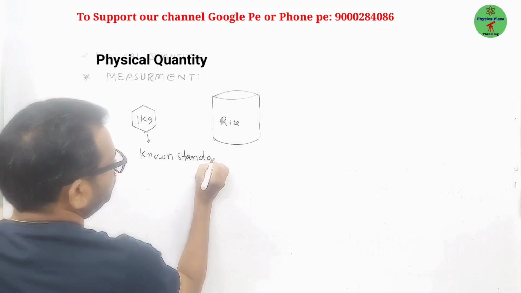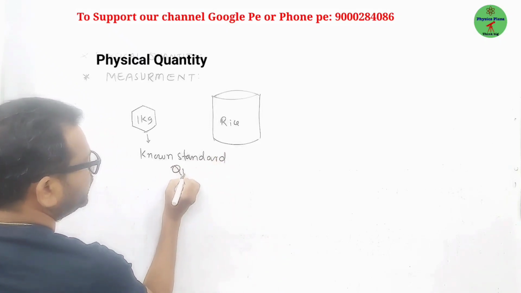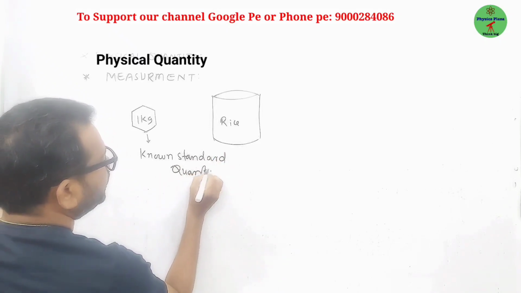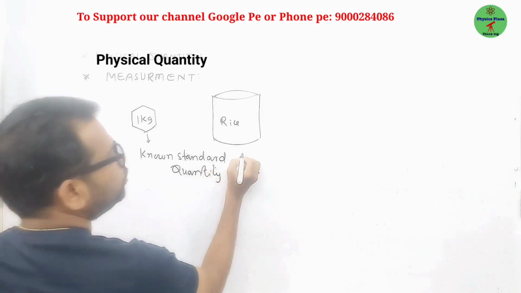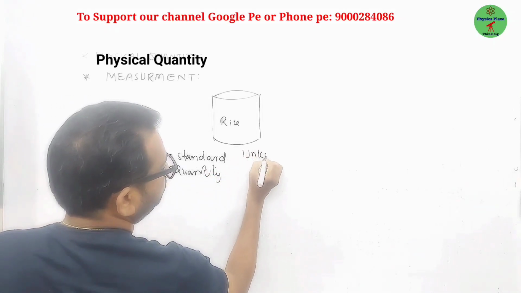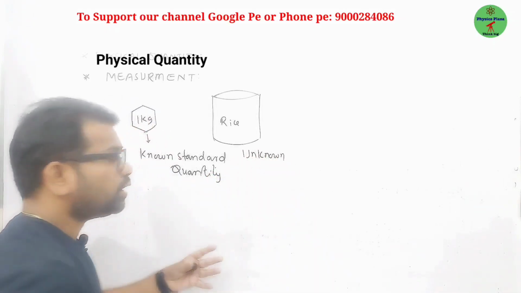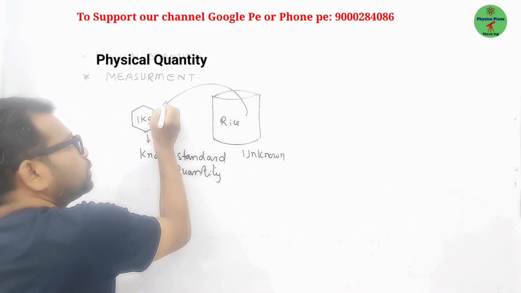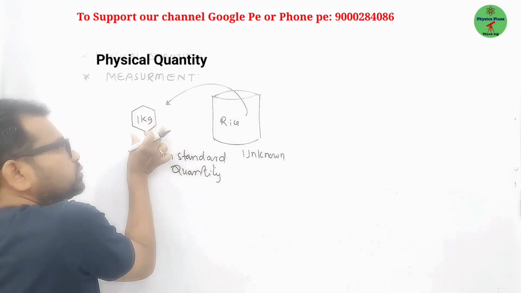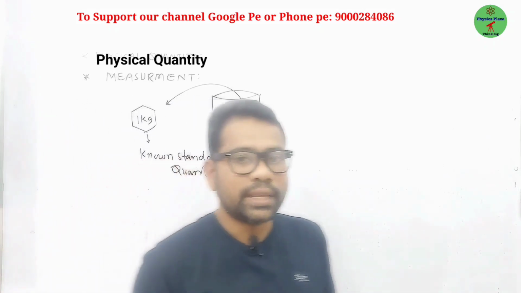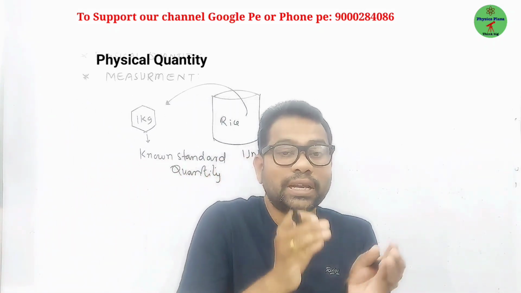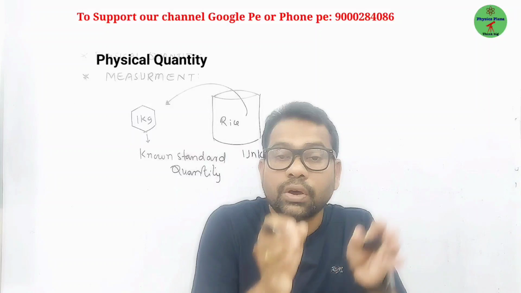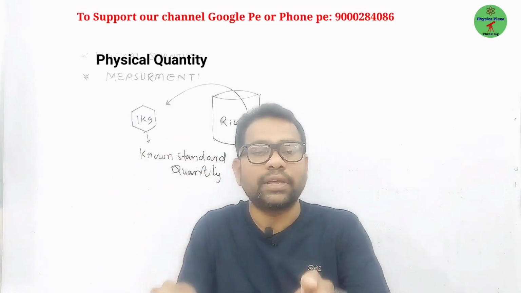It is a known standard quantity. So whatever we are going to measure is actually the unknown one initially. So what will the person do? He will take the rice with the help of this 1 kg weight. If you want 10 kg, he will measure 10 times and give you. If you want 5 kg, 5 times of this weight he will give you.